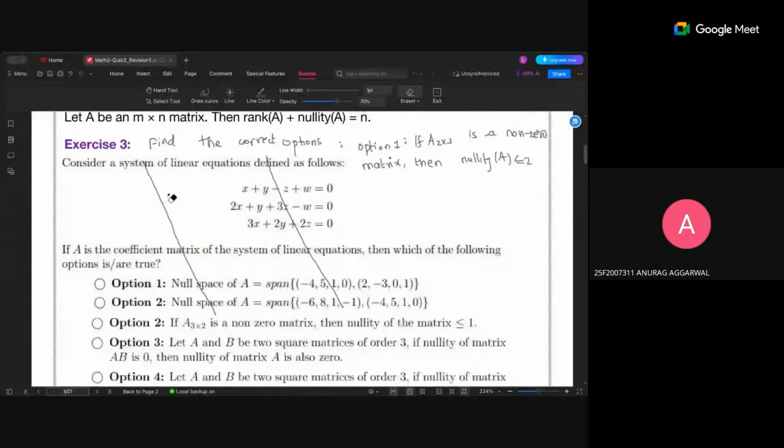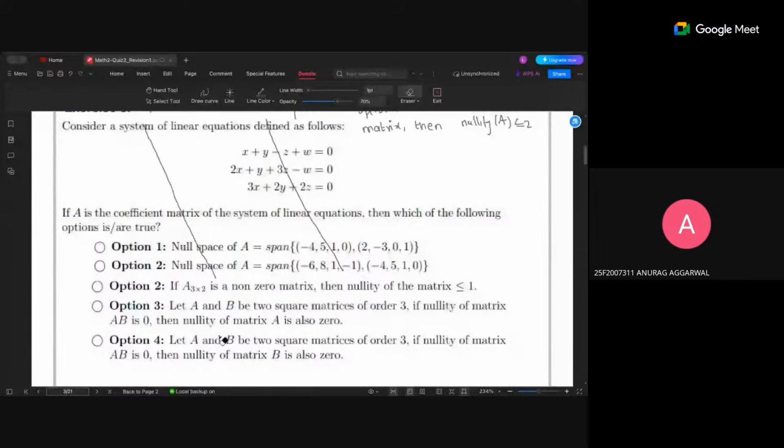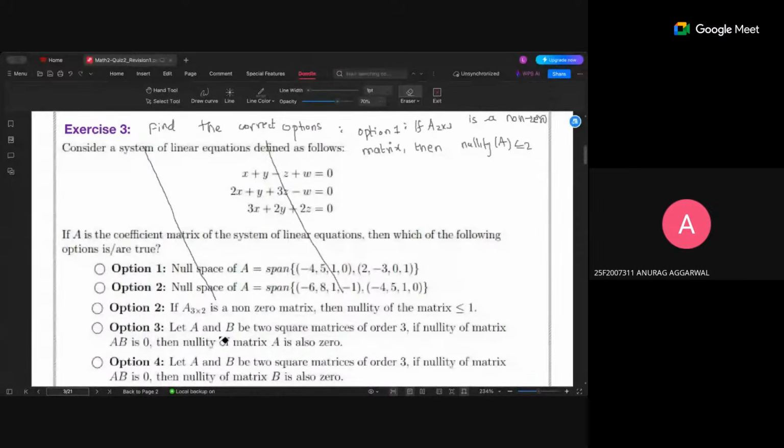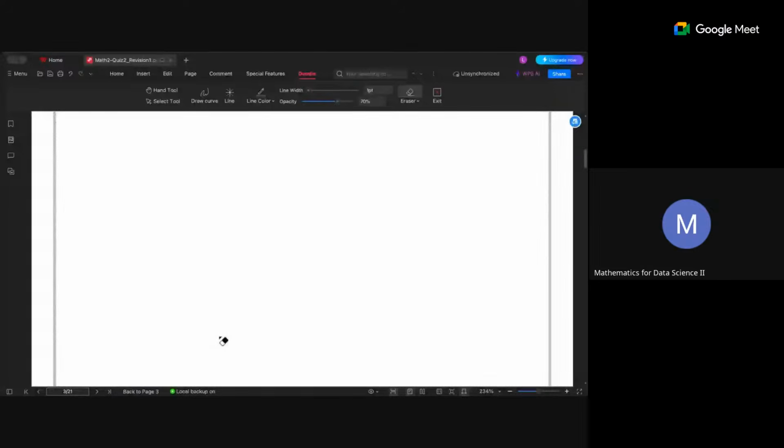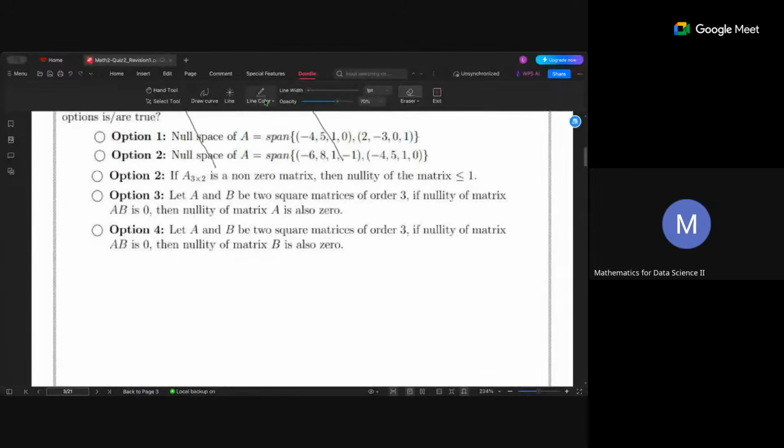Ma'am, option 2: we cannot have rank 0 because it is a non-zero matrix. So the minimum rank is 1, and so nullity will be maximum 1, ma'am. Okay, let's check that. So what is the argument we are having here? Since A is a non-zero matrix, this means that the rank is at least 1.